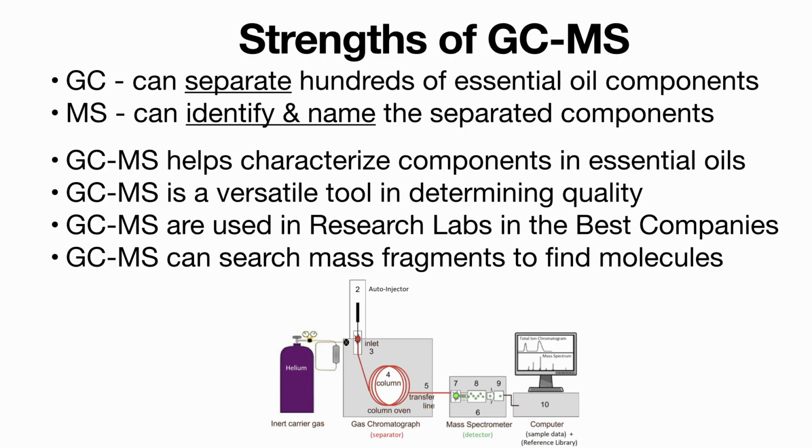It gives me as an analytical chemist lots of data to work with. It's a very versatile instrument for me as an analytical chemist to be able to look at the quality of essential oil. But all by itself, it can't do everything. The GCMS is used in the research and quality labs of the best essential oil companies. And I can even use the mass spectrum to be able to look at certain fragments to be able to find them in the GCMS total ion chromatogram.